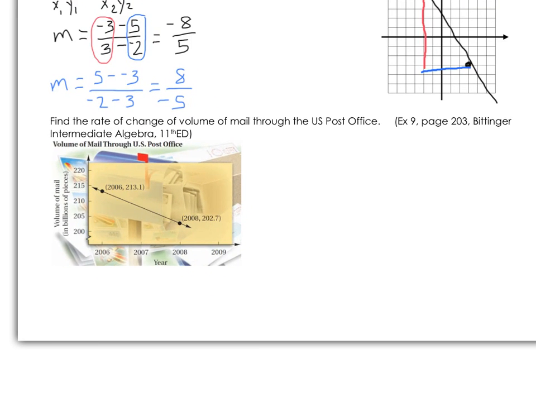Find the rate of change. Remember, rate of change is another word for slope. Find the rate of change of the volume of mail going through the U.S. Post Office. So we want to designate one of these points (x1, y1). It doesn't matter which one. We could call that (x1, y1) and this (x2, y2). It doesn't matter.